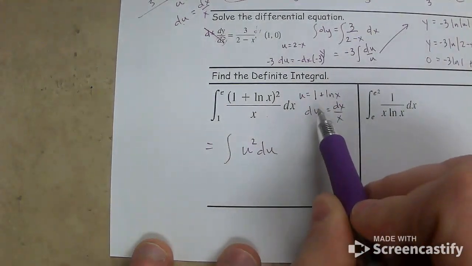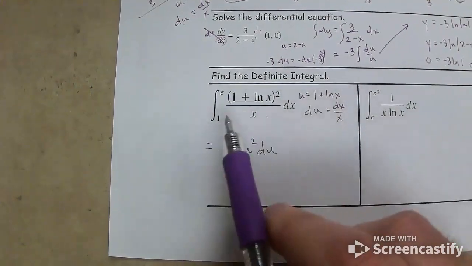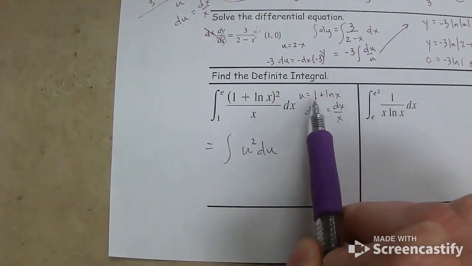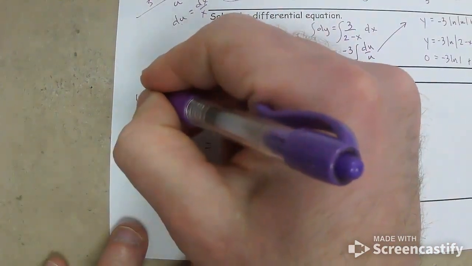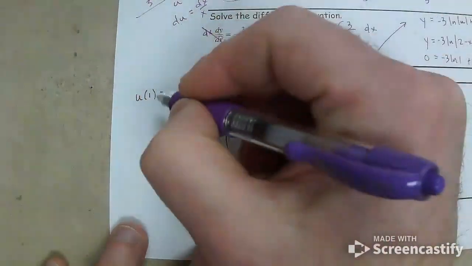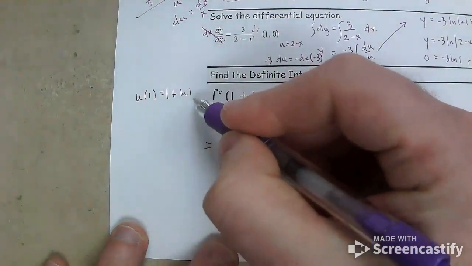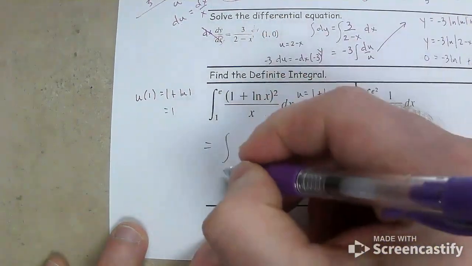But remember, with definite integrals and u substitution, we've got to replace our boundaries. So if I plug in 1, this is going to be u of 1 equals 1 plus natural log of 1. Well, that's just 1 plus 0, so this equals 1.